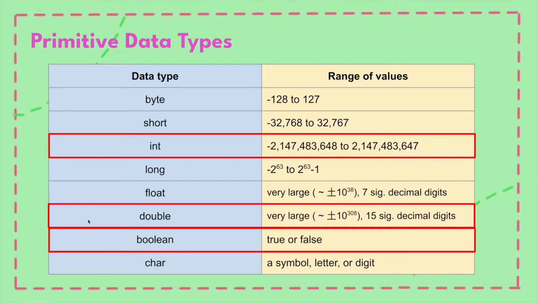Double is used to store numbers containing a decimal value. It accommodates a very wide range of values and stores up to about 15 significant decimal digits. Boolean is used to store truth values and has only 2 options, true or false.